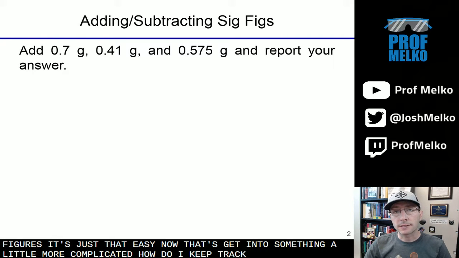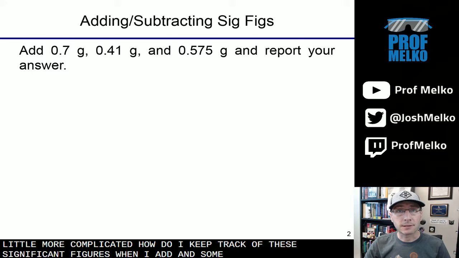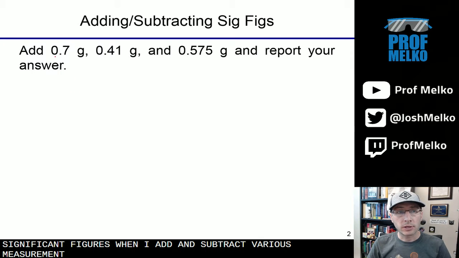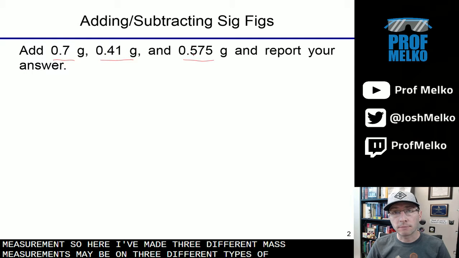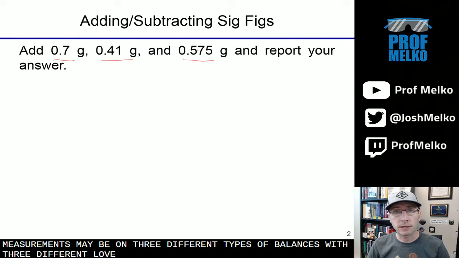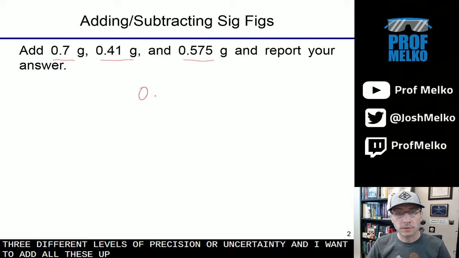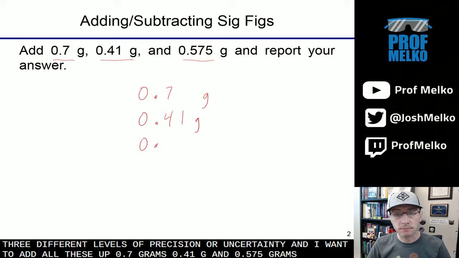How do I keep track of these significant figures when I add and subtract various measurements? Here I've made 3 different mass measurements, maybe on 3 different types of balances with 3 different levels of precision or uncertainty. And now I want to add all these up: 0.7 grams, 0.41 grams, and 0.575 grams.